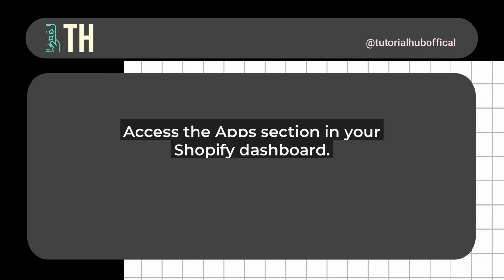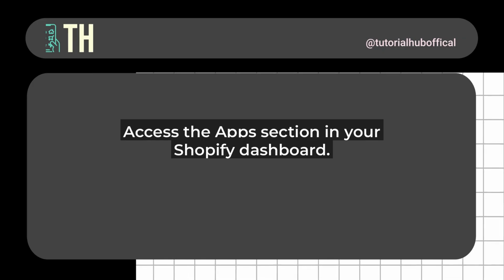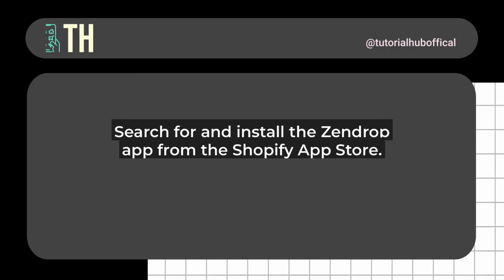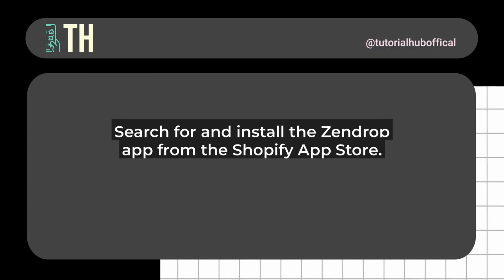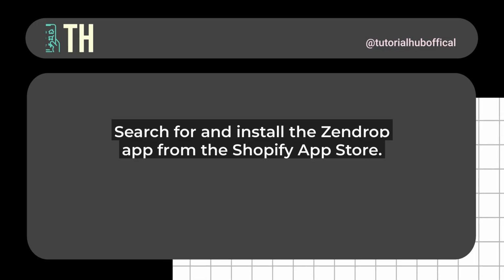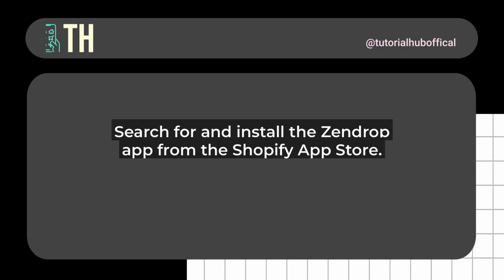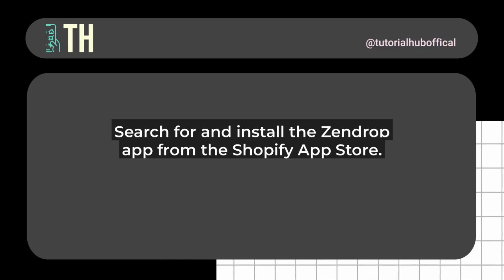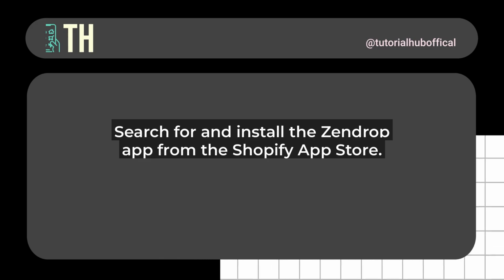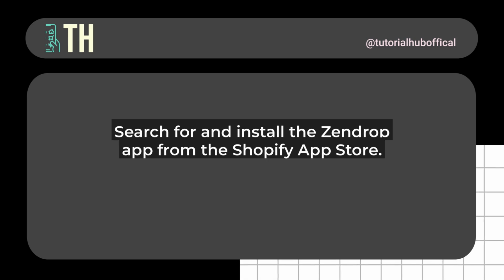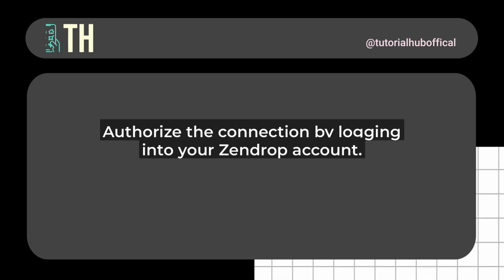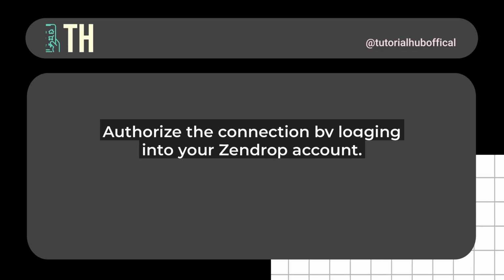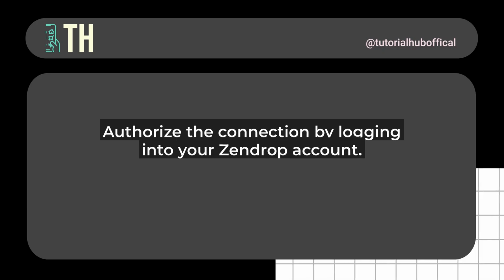Search for Zendrop in the Shopify App Store. You'll find the official app. Click on it and hit Add App to install it on your store. After installation, you'll be prompted to authorize the connection. This step involves logging into your Zendrop account and granting Shopify permission to access your data. Don't worry, it's secure. Once authorized, you'll see a setup wizard that guides you through linking your products and inventory.